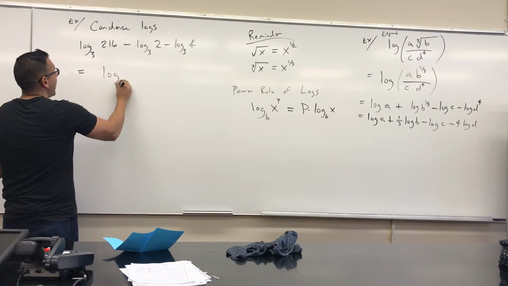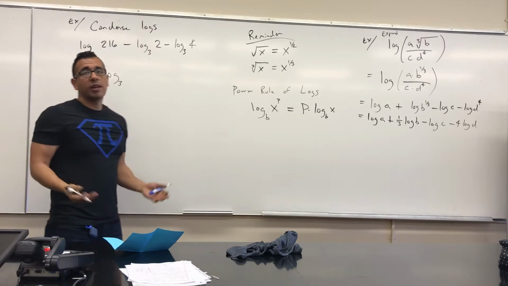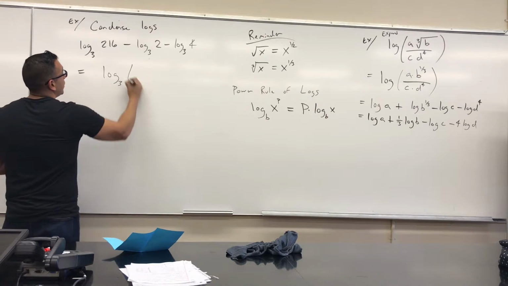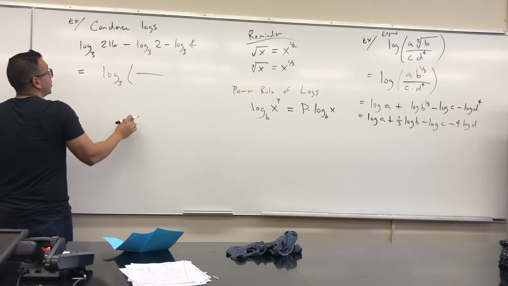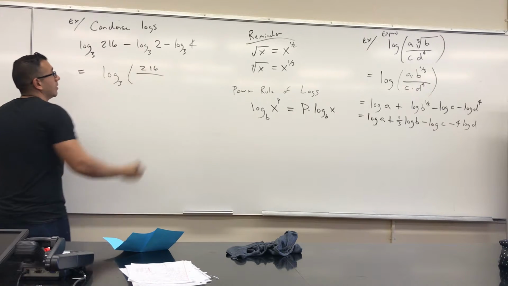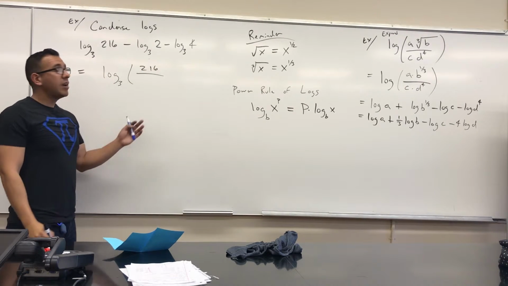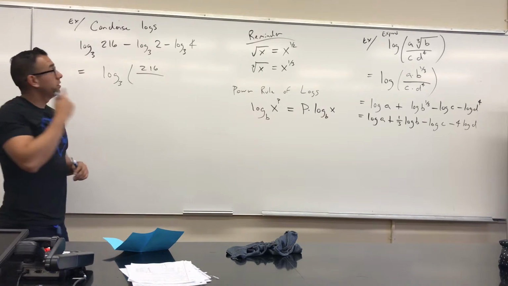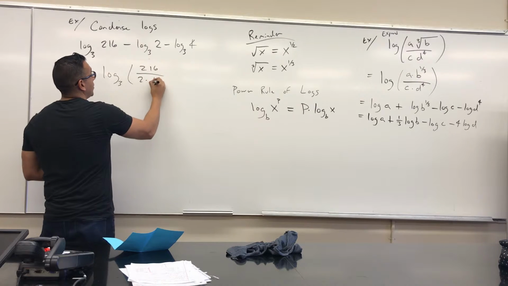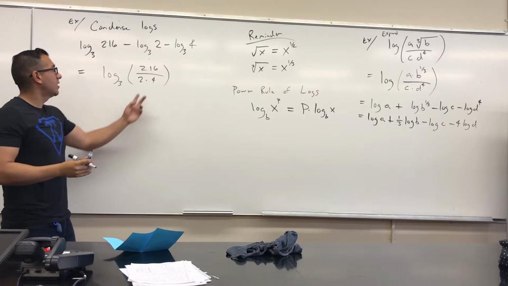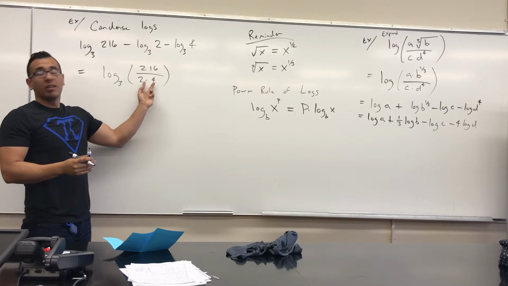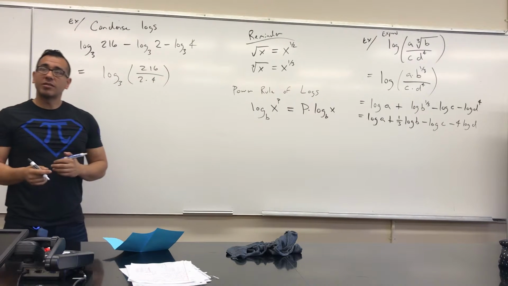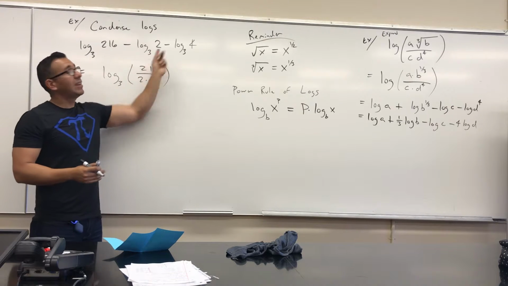So what I'm going to do is turn this into one logarithm. So log base 3, what's going to be in my numerator? What's upstairs? 216. Right. And downstairs, what am I going to have? The 2 times the 4. How do I know that both of these are down here? Good, they both have that negative sign in front. So make sure that's clear in your notes. The reason they're down is because they have that negative sign in front.